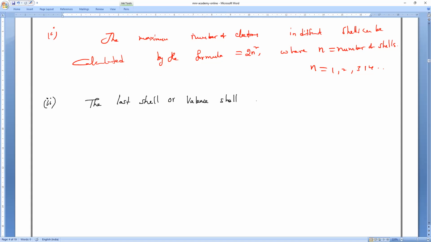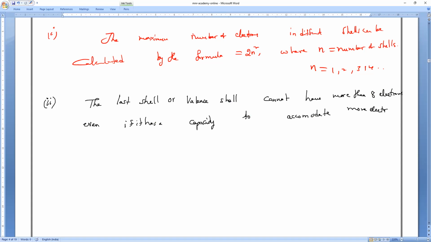Valence shell. In the valence shell, you cannot have more than 8 electrons, even if it has the capacity to accommodate more electrons. Do you understand what I'm saying?